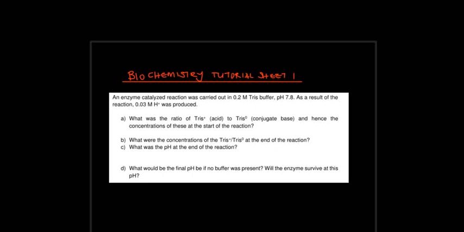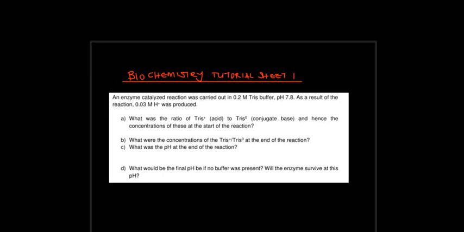Okay, so welcome to question 7. Question 7 reads, an enzyme catalyzed reaction was carried out in a 0.2 molar Tris buffer, pH 7.8. As a result of the reaction, 0.03 molar hydrogen ion was produced. So to understand this, we'll start by writing the equation for this.